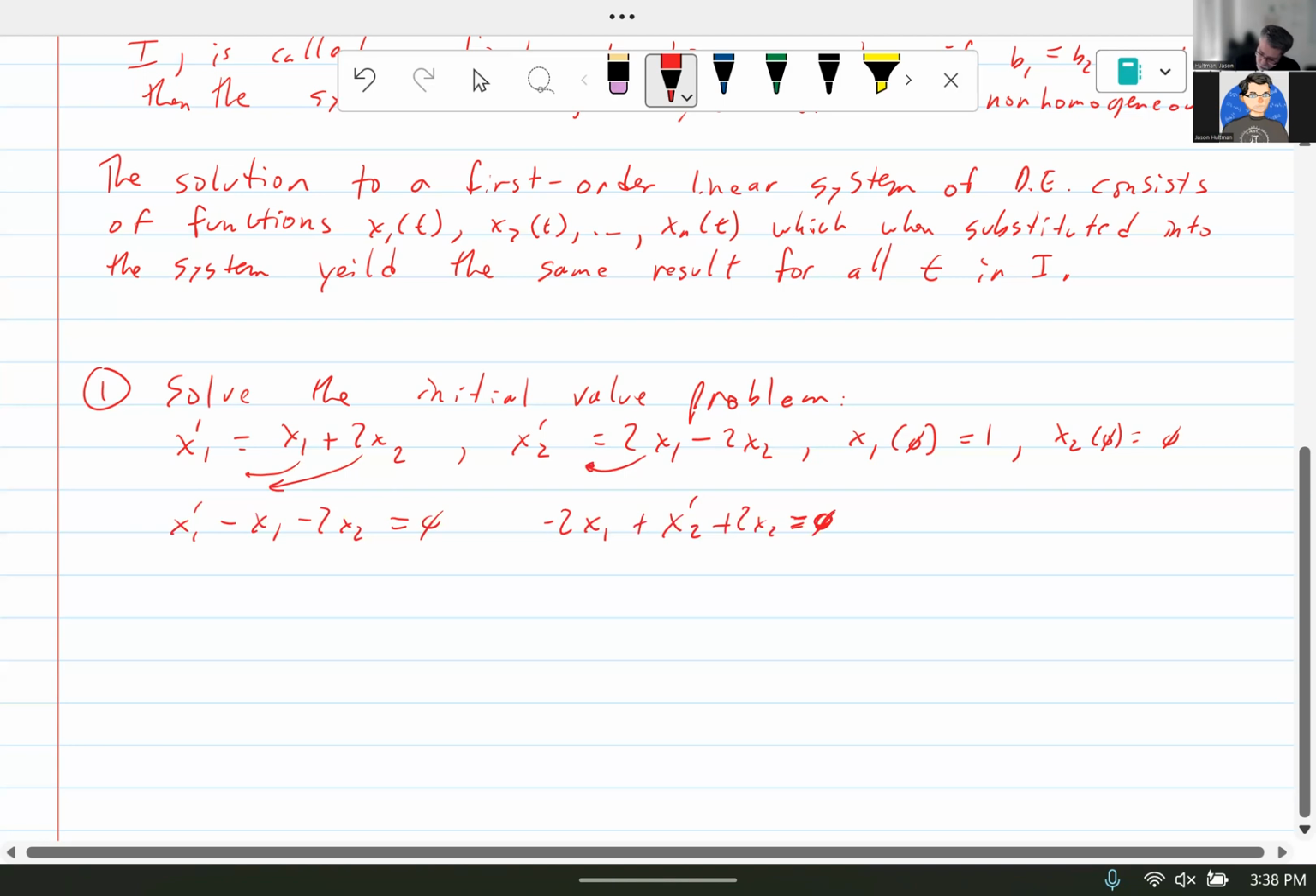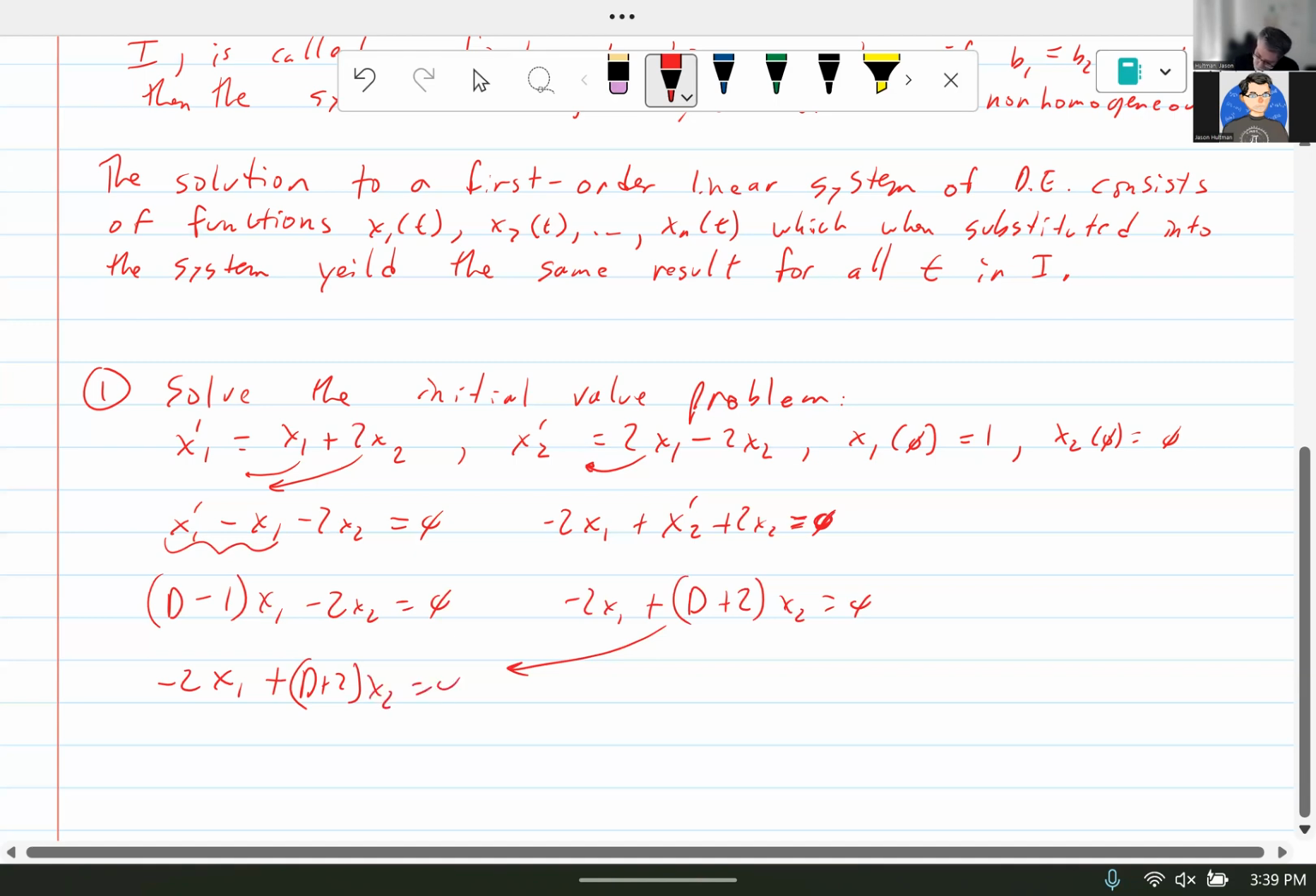I'm going to rewrite this in terms of differential operators. This is D minus 1 of x1 minus 2x2 is equal to 0. And the other one is negative 2x1 plus D plus 2 of x2 is equal to 0. Now I'm going to solve this as if it was just a normal system of equations.